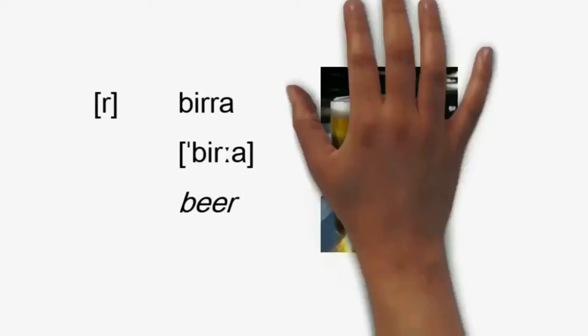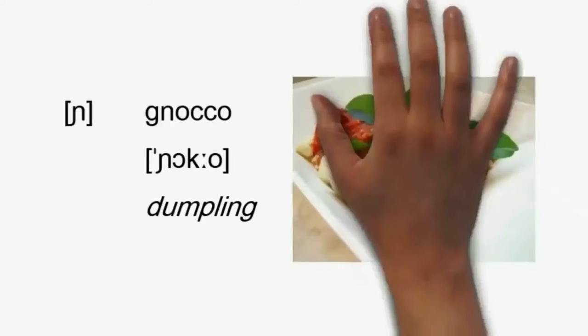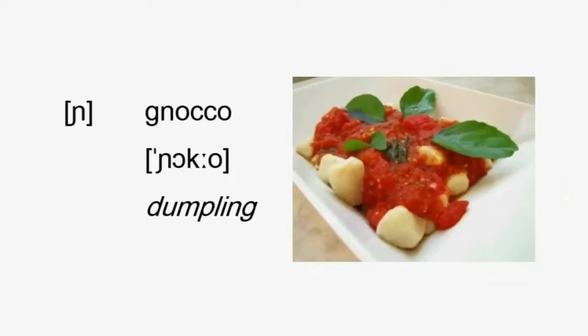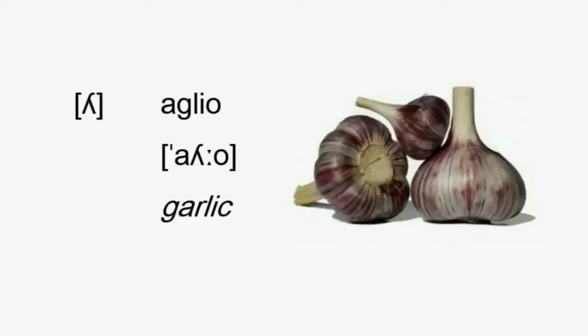And then came 4 new sounds in Italian. There was the trilled R, R as in birra, the tapped R, R as in barba, there was N as in gnocco, an N made with the middle of your tongue against the roof of your mouth, and then I as in aio, which was an L made in that exact same spot, letting the air flow over the sides of your tongue.